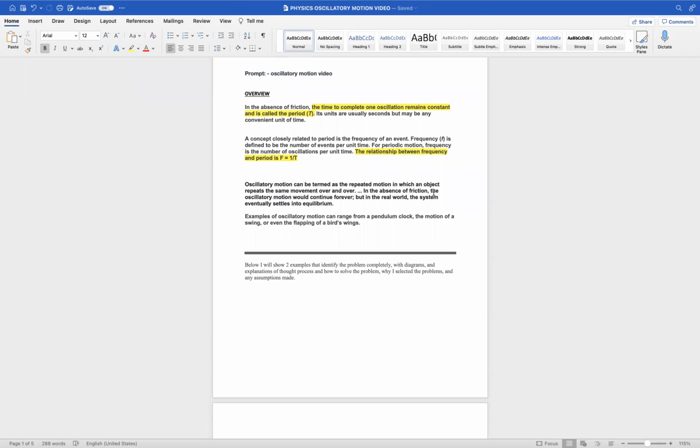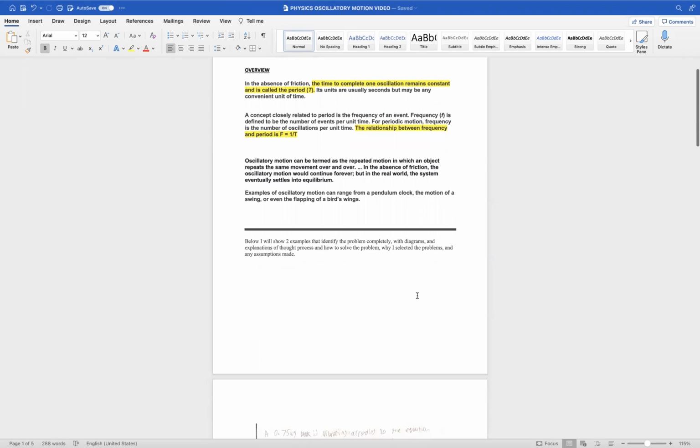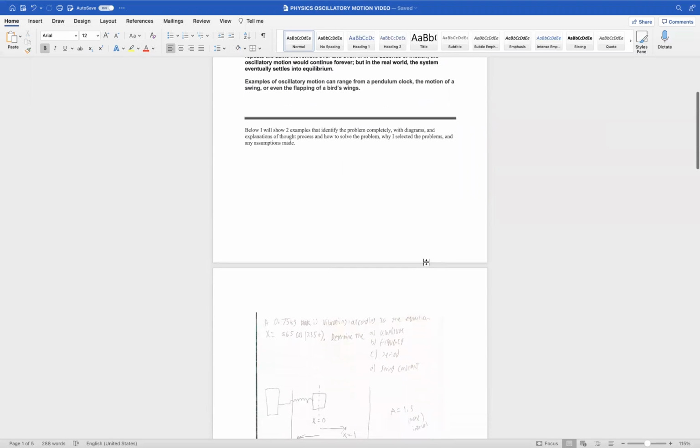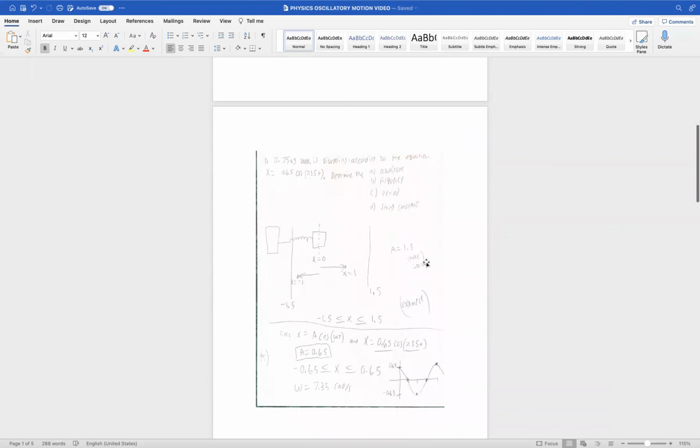Below, I will show two examples that identify the problems completely with diagrams and explanations of the thought process I used to solve the problem and why I selected the problems and some assumptions I made. So for my first problem, a 0.75 kilogram block is vibrating according to the equation x equals 0.65 cosine 7.35 t. Determine the amplitude, frequency, period, and spring constant.